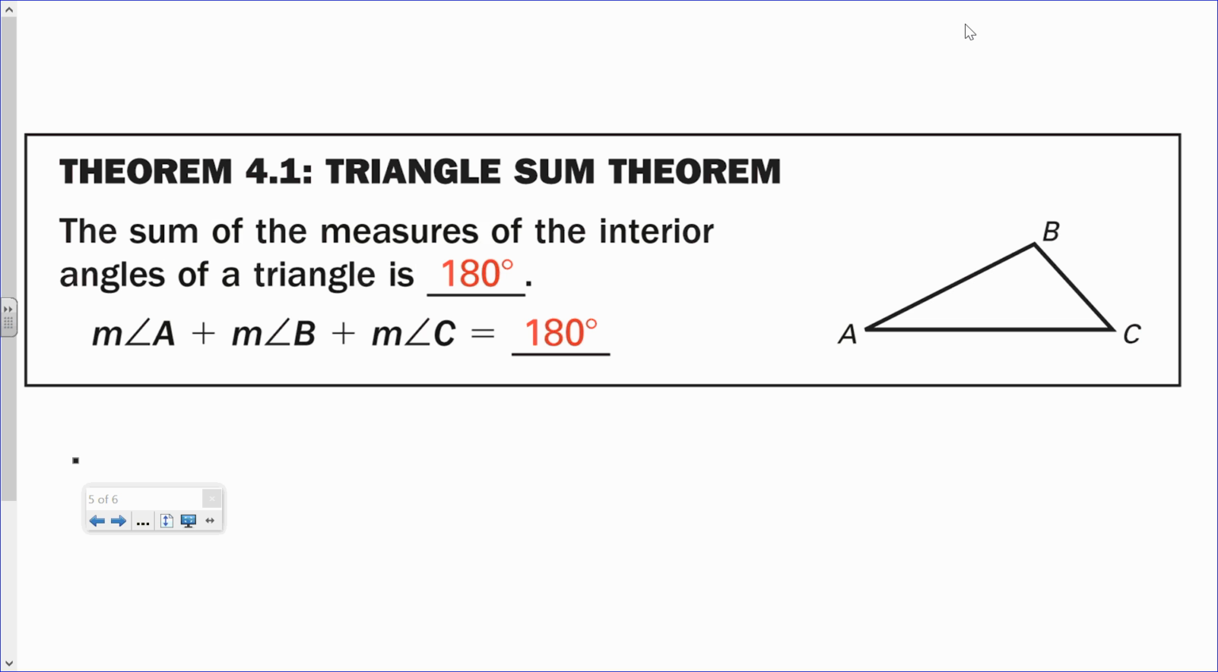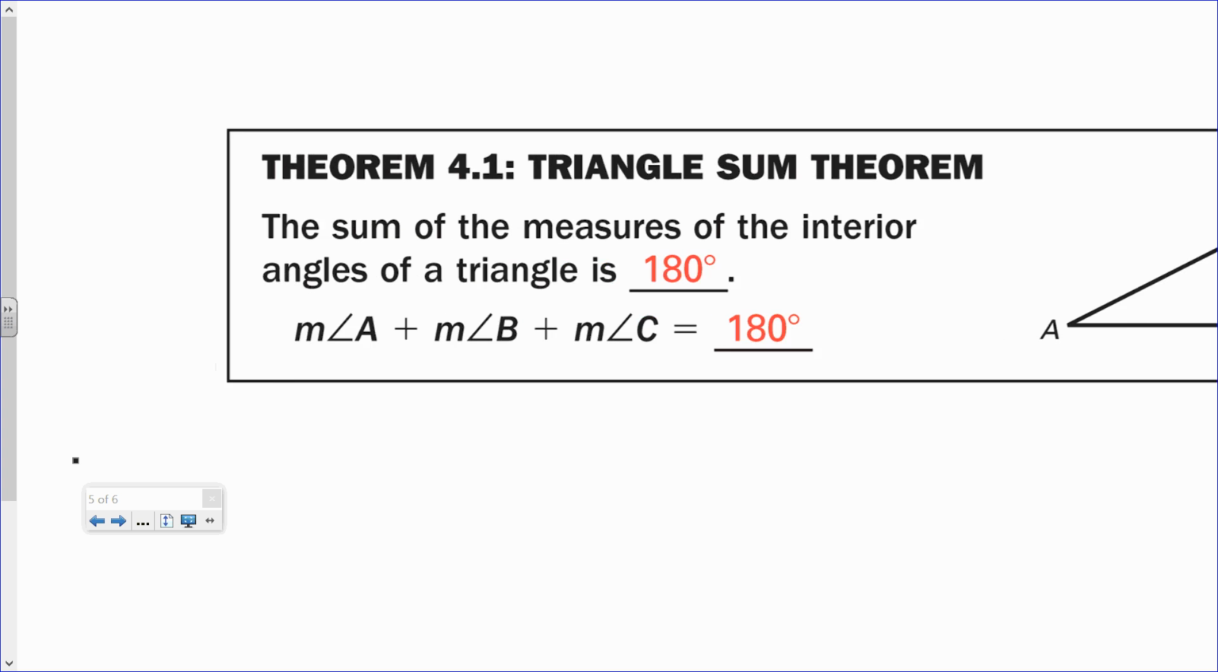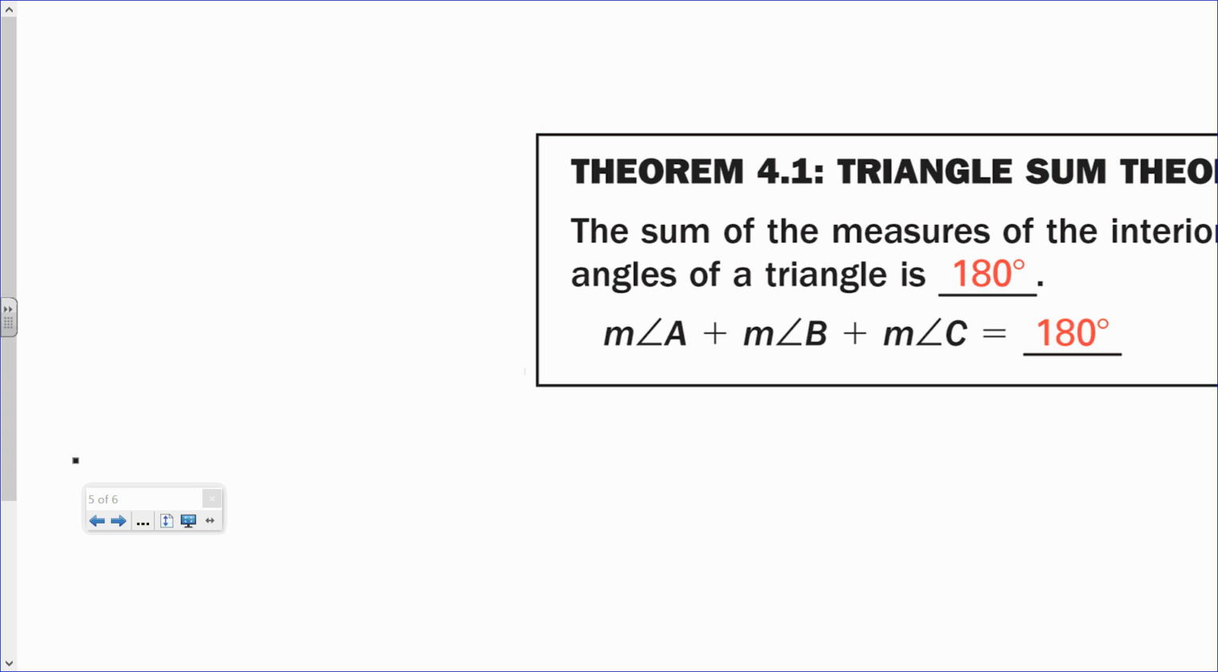This is called the triangle sum theorem. Now, sum means to add stuff up, right? So you add up the interior angles of any triangle, they're going to equal 180. Now, off to the side. We don't have to check it, but we're going to prove it right now. Watch.